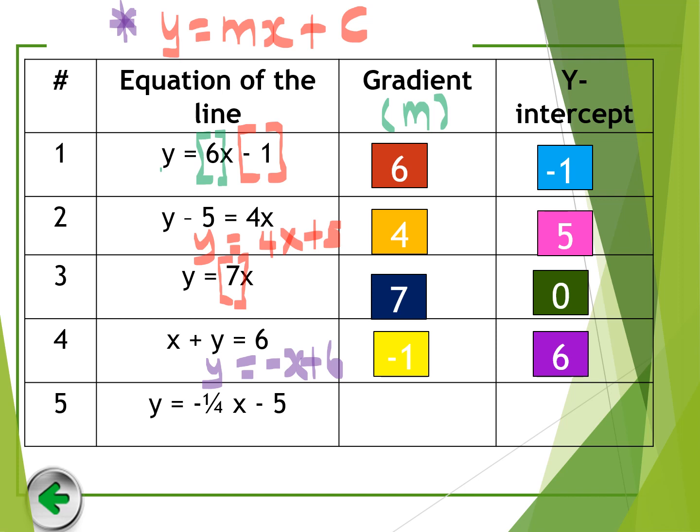Number 5, y equals negative 1 over 4x minus 5. Again, the coefficient of our x term is a fraction this time, negative a quarter. So that's our gradient, and the y-intercept is negative 5.